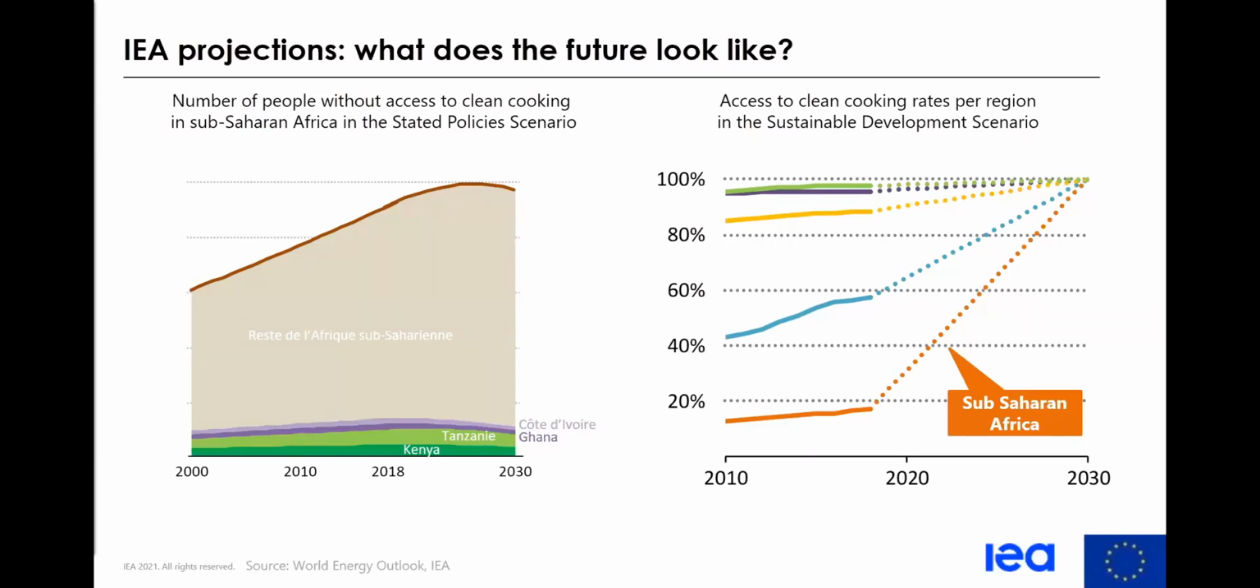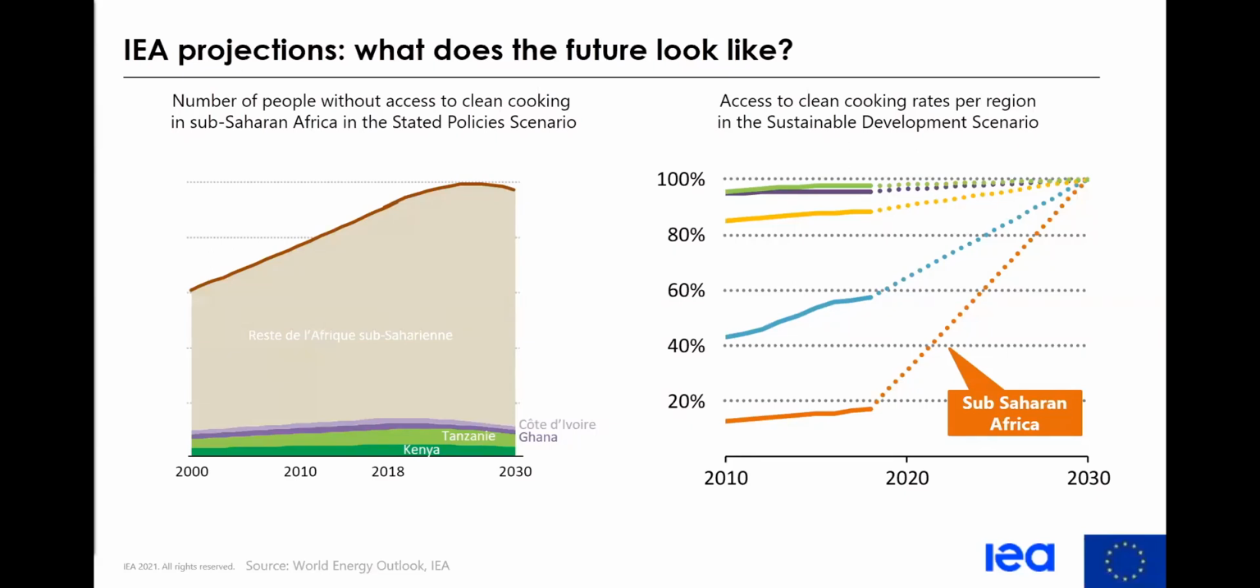Our analysis showed that in Sub-Saharan Africa, the number of people without access to clean cooking will not decline drastically by 2030 in the stated policy scenario, which is the objective of the Sustainable Development Goals. So this scenario does not provide the right tool to achieve full access by 2030 and fix the affordability issue and the change in cooking habits.